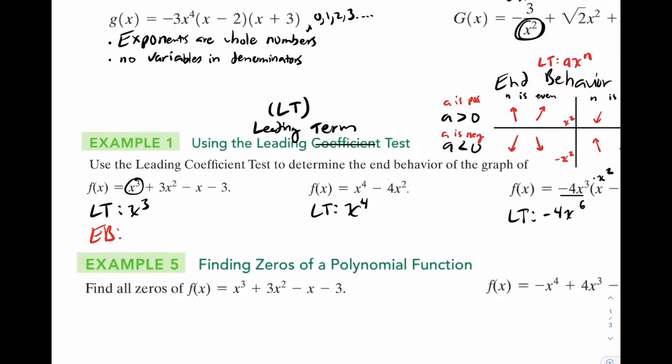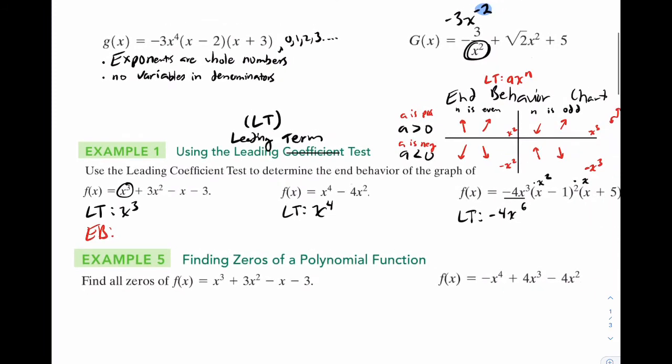That's positive x cubed. You can look at your chart or just think about it. Down, up. Positive x to the 4th. That's going to be up, up. -4x to the 6th. That's going to be down and down. And there we have it.